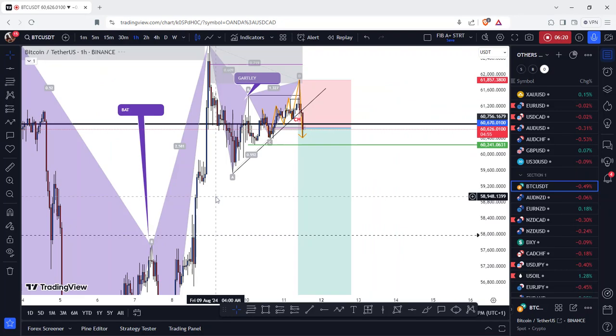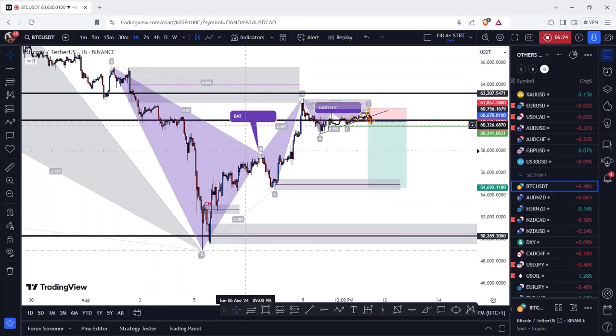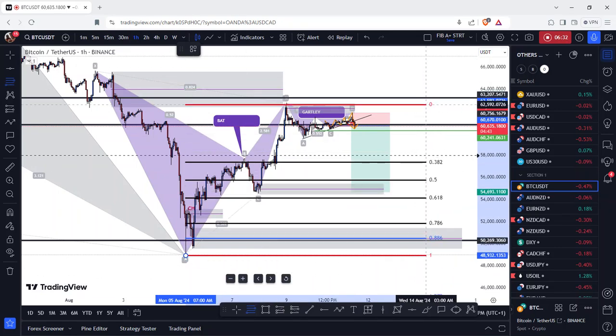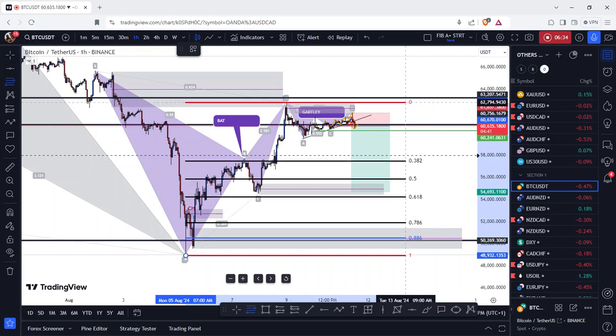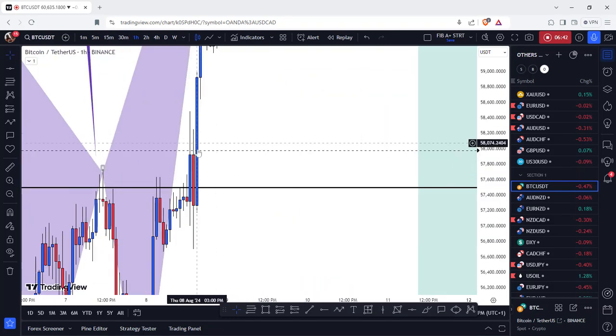Now let's go to the 1 hour time frame to look at our target. Now for our target, we're looking at this bat pattern here. So our target should be the S to A measurement. So we're looking at 0.382 and 0.618. So we're looking at this level, and you can see we have a valid order block within that level.